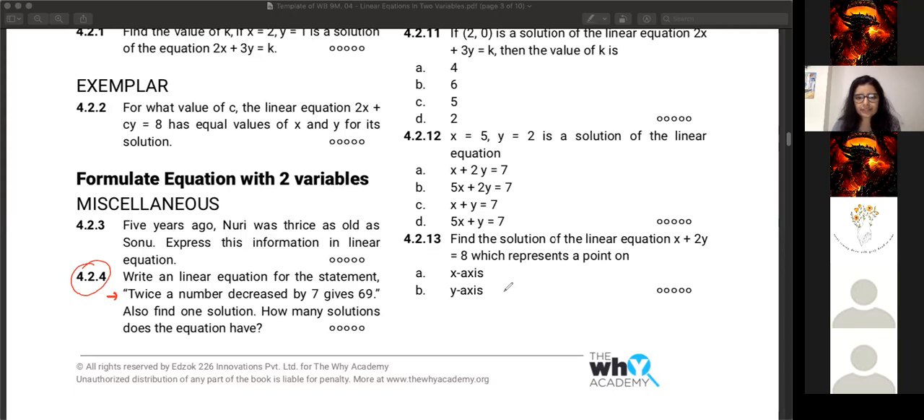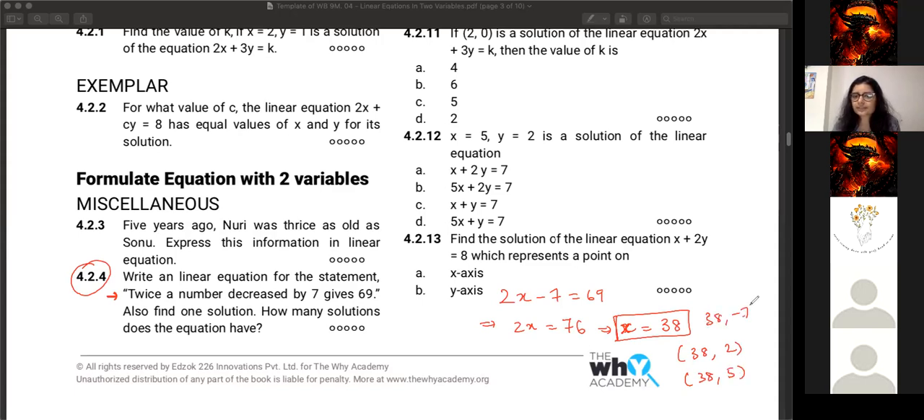So if we consider the number to be x, you will get twice the number decreased by 7 will be 69. On simplifying, you get 2x equal to 69 plus 7, how much? 76. Which means that x will be equal to 76 upon 2, how much will it come? 38. Okay. So when you get this kind of an equation, the solutions will be of the form 38 comma any value for y. So 38 comma 2 is a solution, 38 comma 5 is a solution, 38 comma minus 7 is a solution. This can be any solution.